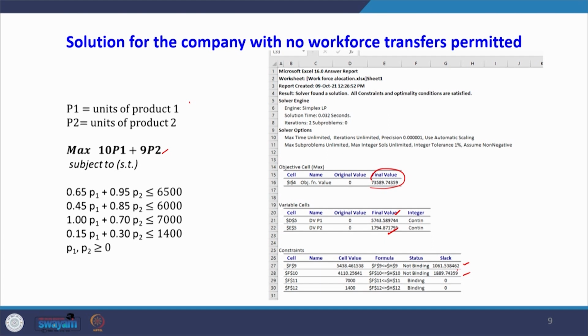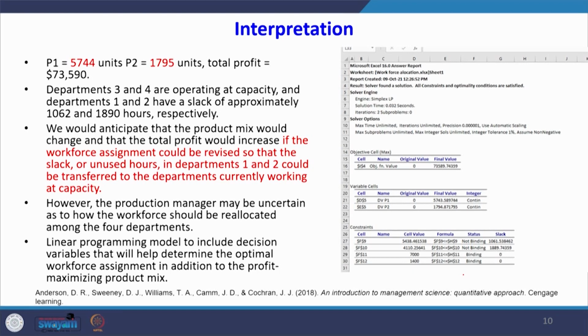So, this slack represents unutilized resources. In the coming slides I am going to explain how to use these unutilized resources. So, how are we interpreting this?